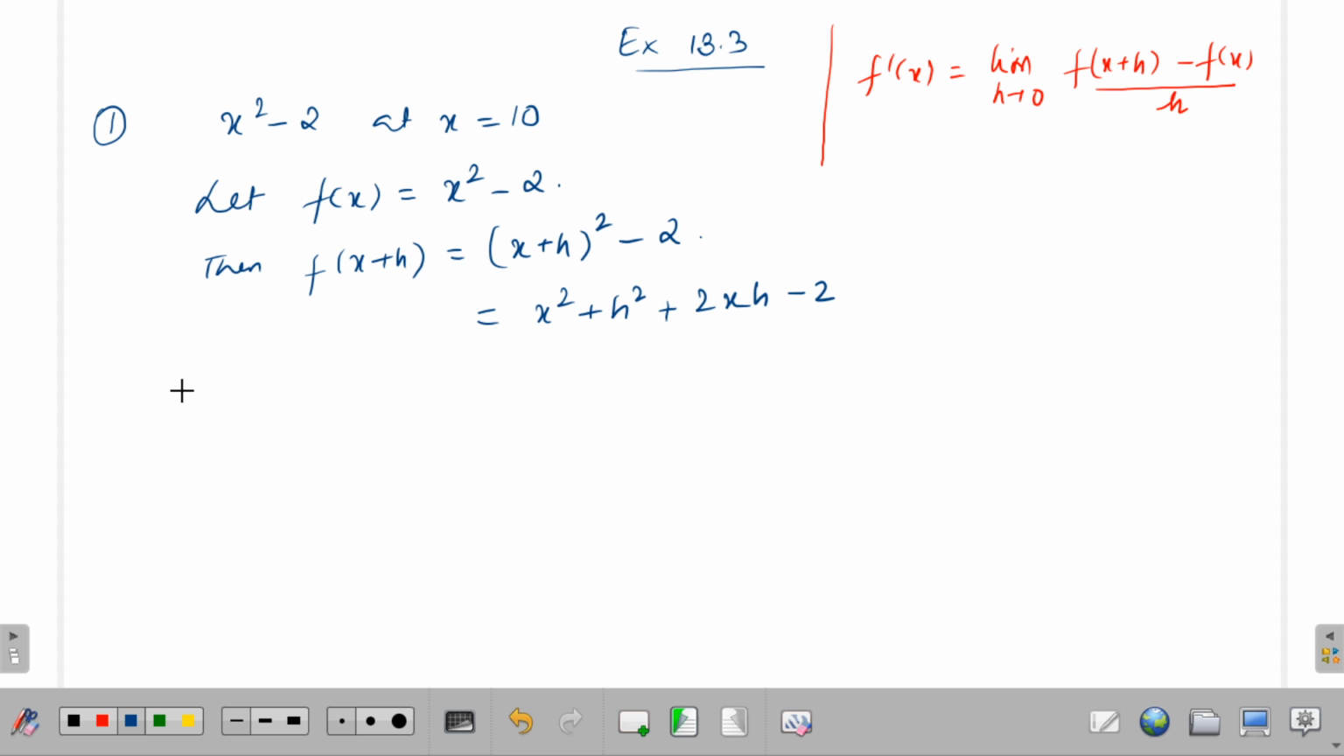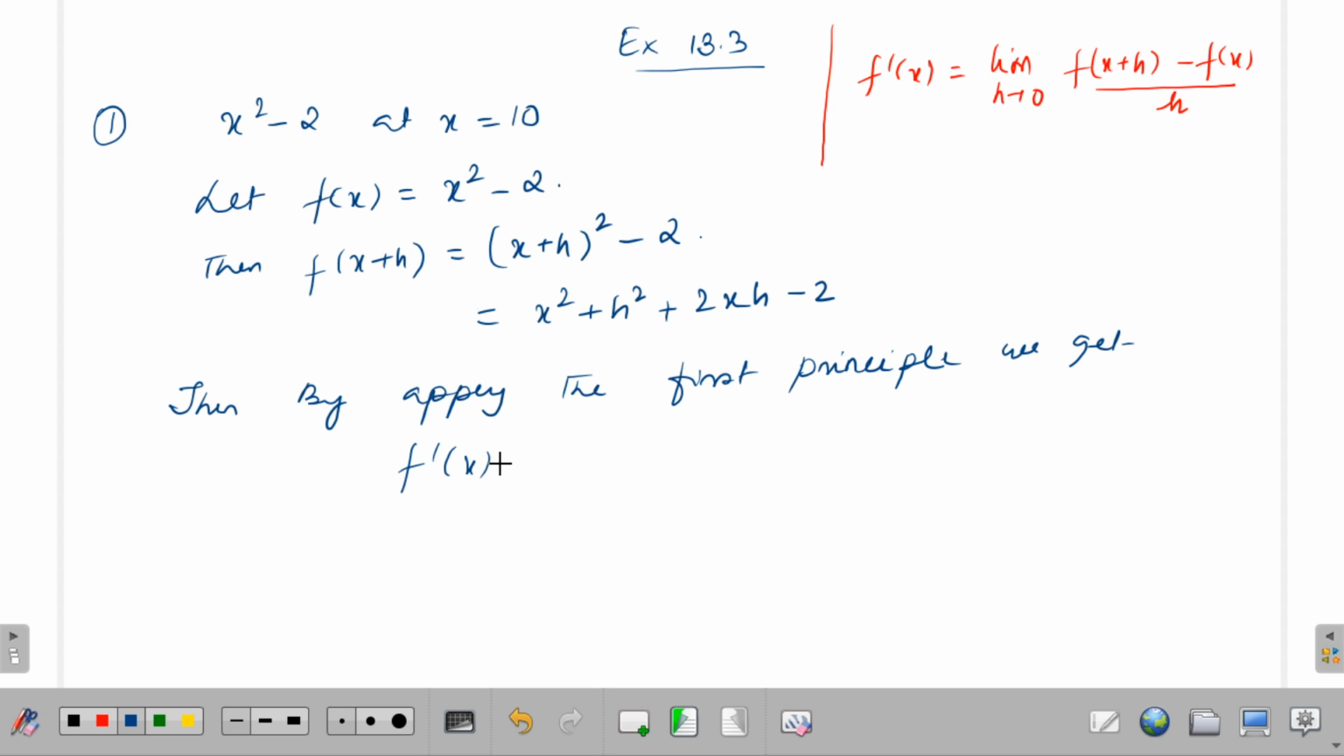So what can I say? Then by applying the first principle, we get, first of all, write down the formula: f dash x is equal to limit of h tends to 0, f of x plus h minus f of x divided by h. Here also, our main objective is to remove the denominator because h tends to 0, and as I said, we don't want the denominator to be 0.